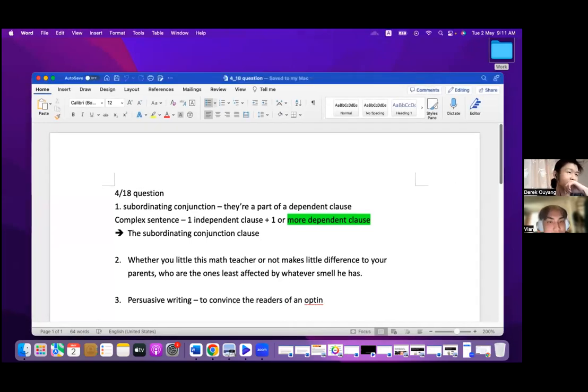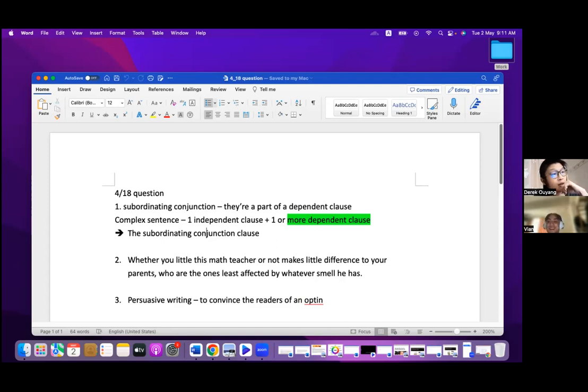So the first one, my question is, you told me the complex sentence structure is one independent clause with one or more dependent clauses. And you told me many weeks ago the subordinating conjunction is a part of the clause. Correct. So my question is, a sentence with a subordinating conjunction clause, is it always a complex sentence? Correct.